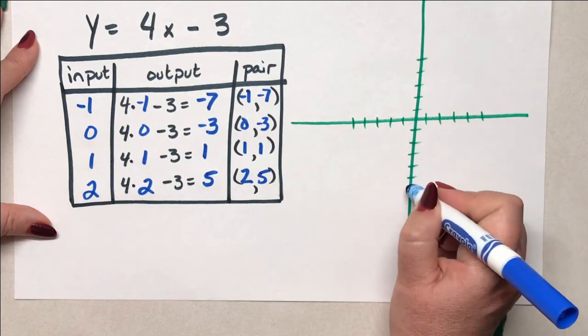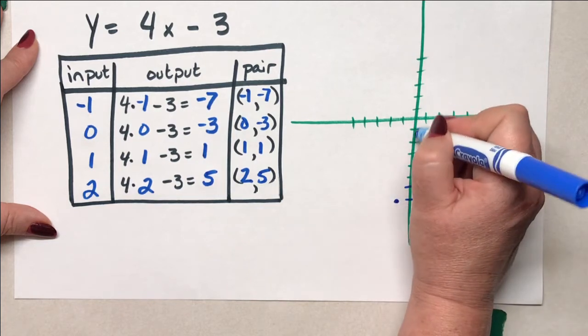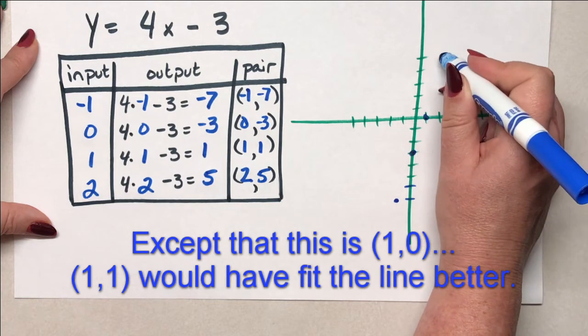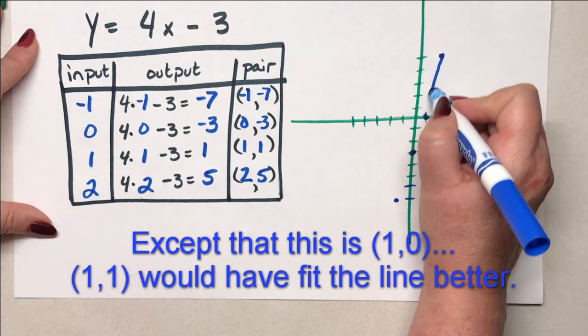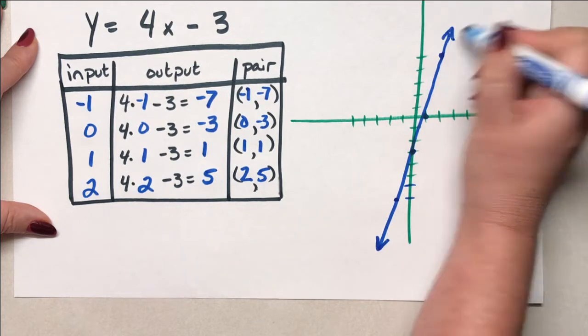-1, -7, right there. 0, -3, 1, 1, and 2, 5. And we have a straight line-ish, if I could draw.